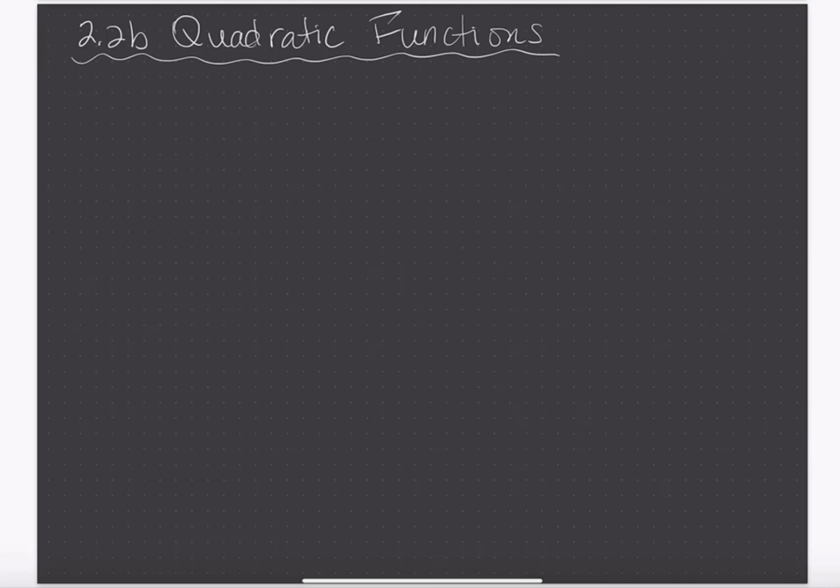We want to be able to find the vertex, knowing if it's opening up or down, finding the Y-intercept, the X-intercept, that axis of symmetry, if it has a maximum or a minimum, the domain and the range. Okay, so now we're looking at our functions in that standard form.